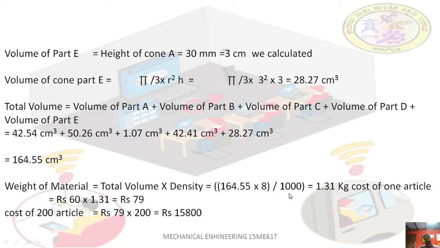This 1000 is to convert grams into kg. So 1.31 kg for each component. So 60 into 1.31, the cost of the material for one component is 79 rupees. We need to manufacture 200 articles. For one component we need 79, so for 200 articles we need 15,800 rupees. This is the cost of 200 articles. So this finishes this problem.